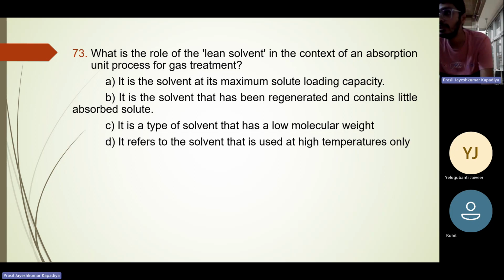Let's say I have CO2 absorption from natural gas using an amine solution. The amine will absorb CO2. Now we need to regenerate the amine solvent, so for that we will use a stripping unit. Most of the CO2 will be removed, but some amount will remain. That is called a lean solvent. So the answer should be B: it is the solvent that has been regenerated and still contains little absorbed solute.